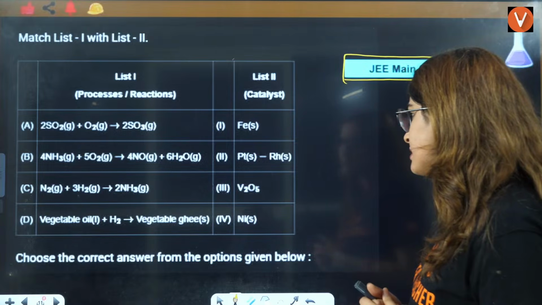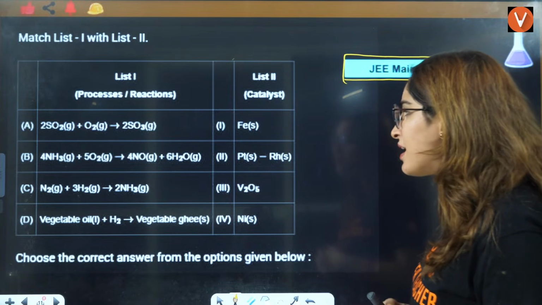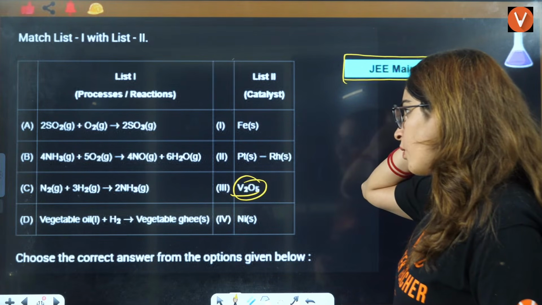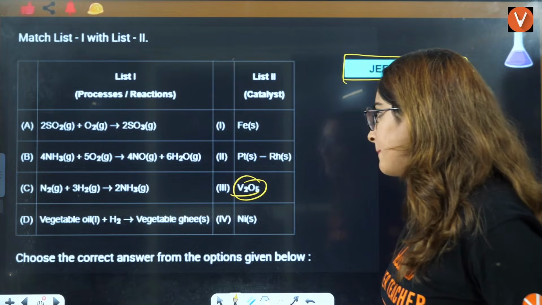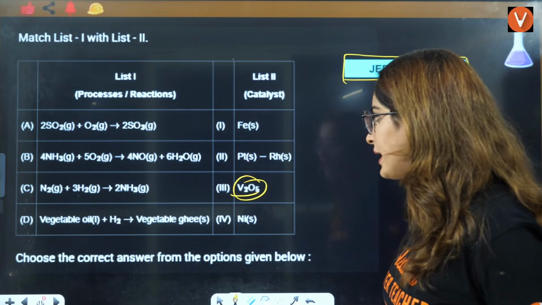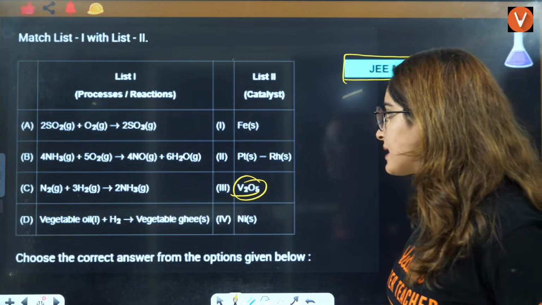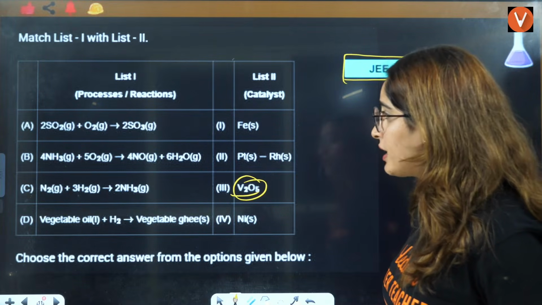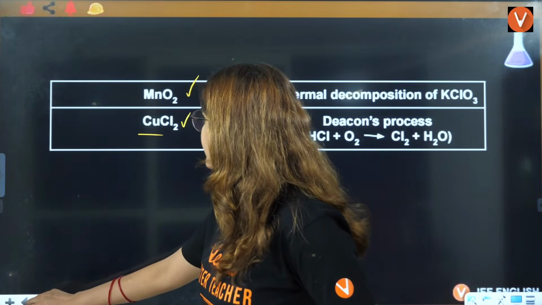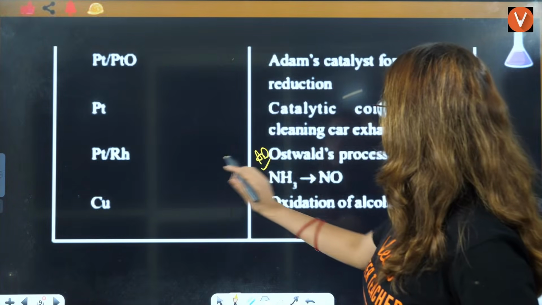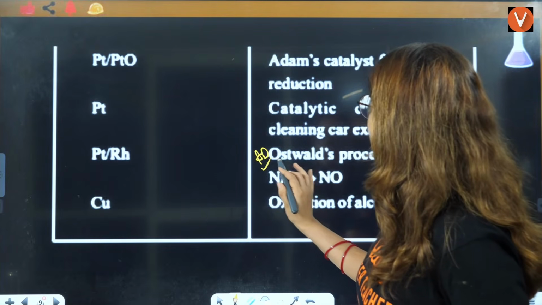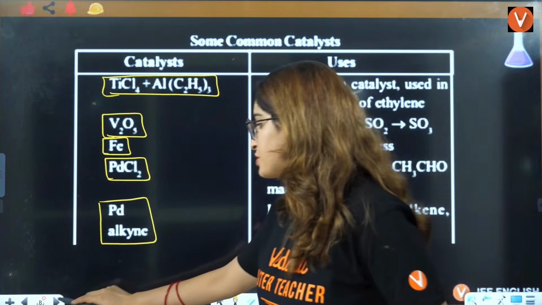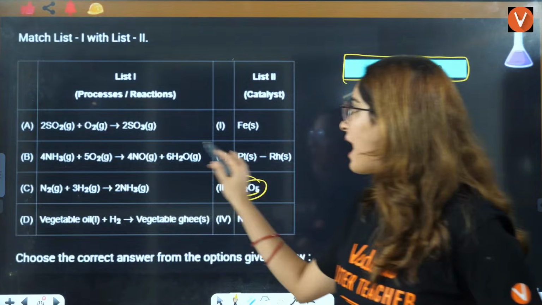Vanadium oxide is used in the contact process, that is A. Platinum or rhodium is used in the conversion of vegetable oil to vegetable ghee. Then you have decomposition of ammonia, where you use iron. If you see this, it was the Ostwald process, right? Then iron was here for the Haber-Bosch process. So you can just match all of this.